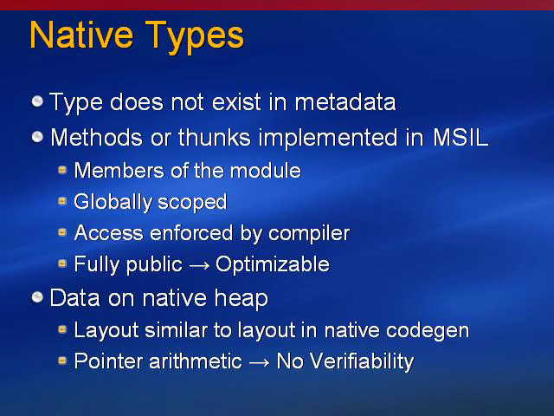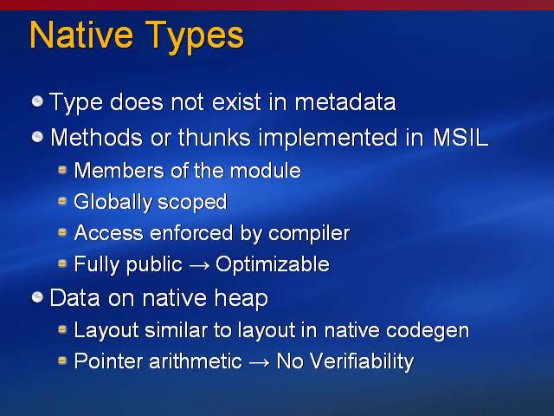Also, since everything's globally scoped, that means it's all fully public. So access, like private, protected, and internal, all has to be enforced by the compiler because the runtime just sees everything as fully public. And since it's fully public, we get a side benefit. It's all very optimizable. We can run a lot of code through our optimizer and actually optimize the MSIL. And I'll show you an example of optimizing native types later on and how much power we actually have.